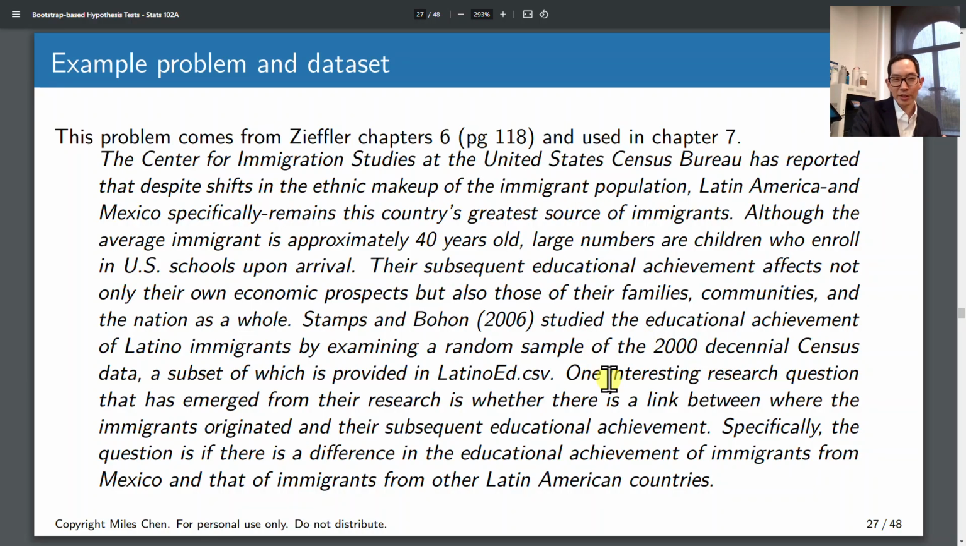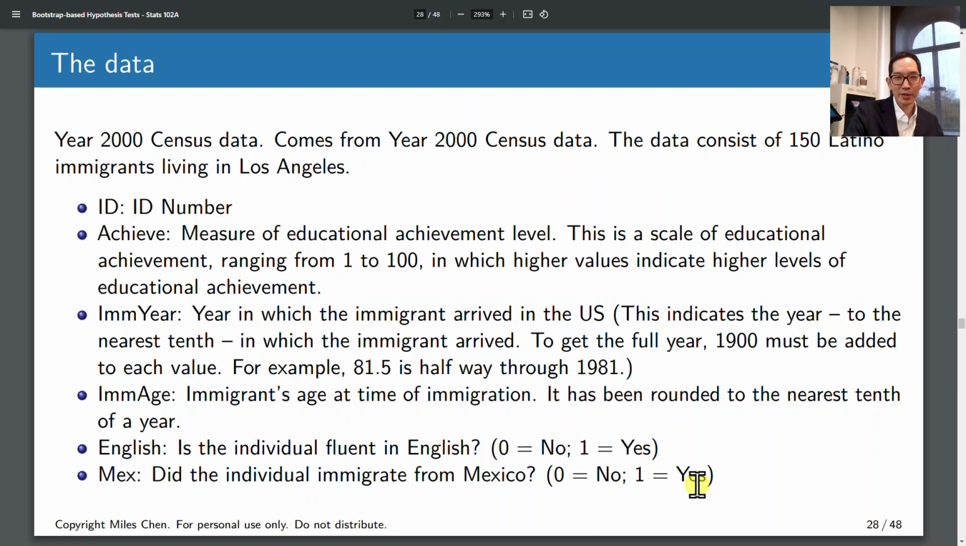So, there are issues with the study. In their data, they looked at 150 immigrants in Los Angeles coming from Latin American countries. As far as the population goes, they separated out immigrants coming from Mexico, and then they grouped all other Latin American countries together.